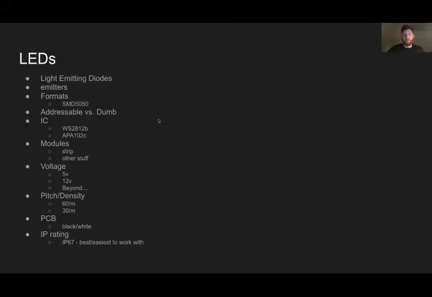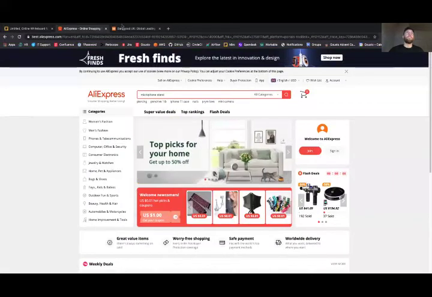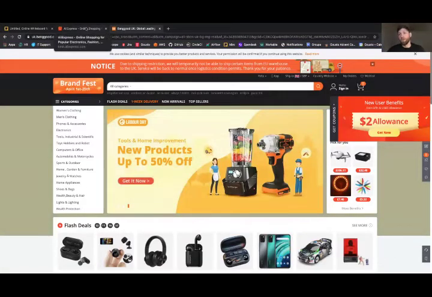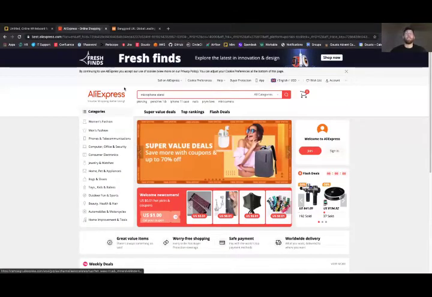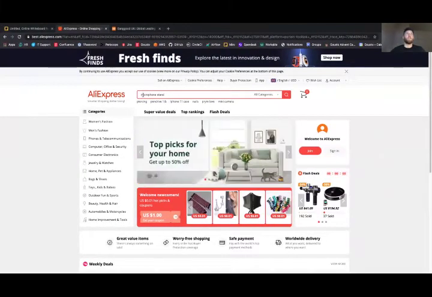If you don't live in China and you can't go to those markets, you've basically got 2 websites to work with: AliExpress and Banggood. These are both Chinese export websites for electronics and other stuff. So why don't we take some of the terms that we've just learned? We want SMD 5050. We want to choose an IC between WS2812B and APA102C. We want to figure out what module type we want, what voltage we want, and the right pixel density. We want to choose the color of our printed circuit board, and we want to choose an IP rating. So let's type some of these terms in and see what we get.